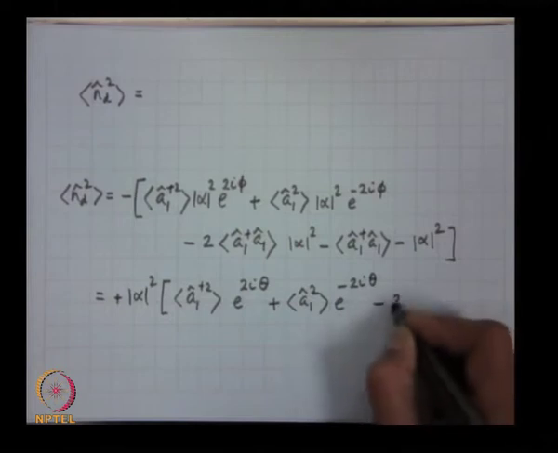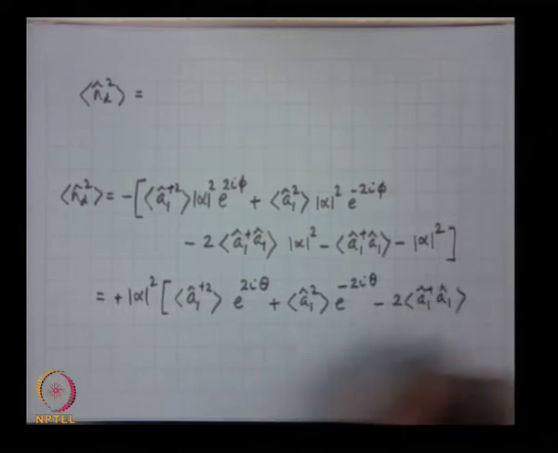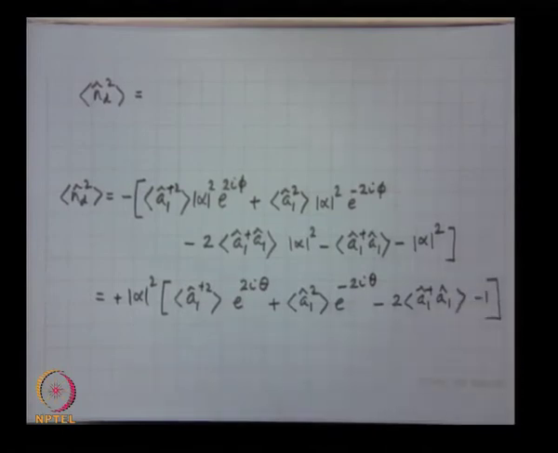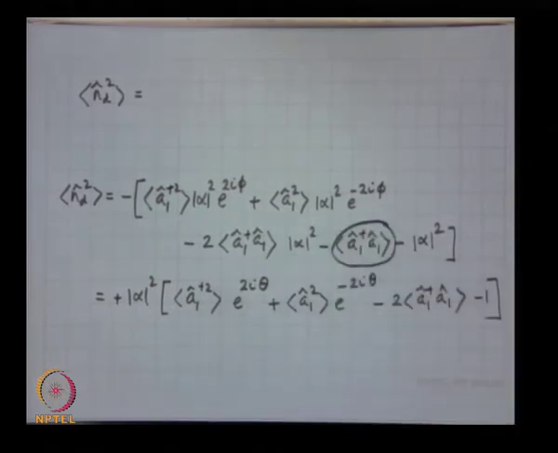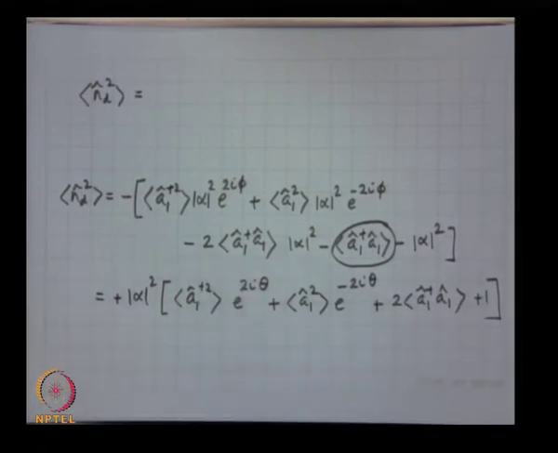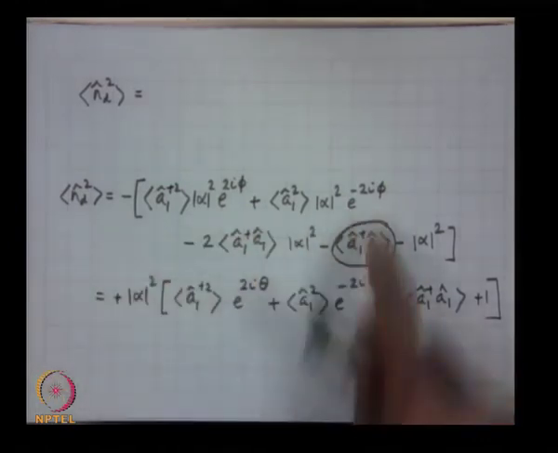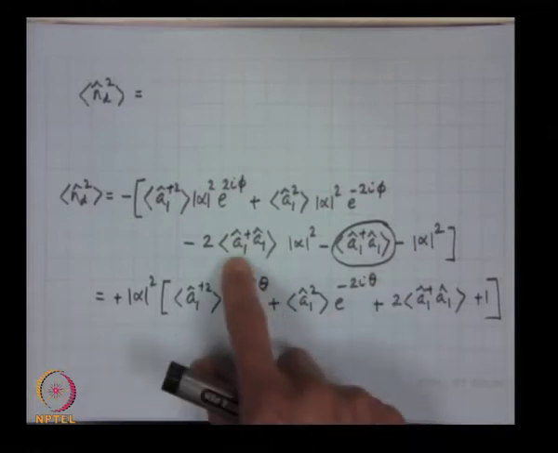Minus 2 times A1 dagger A1, minus 1. I have neglected this term and I have taken out mod alpha square. So these are plus and plus, sorry, I have taken the minus sign inside. This minus with exponential 2iφ gives me exponential minus 2iθ. This minus 1 with exponential minus 2iφ gives me minus 2iθ, and this is 2A1 dagger A1.